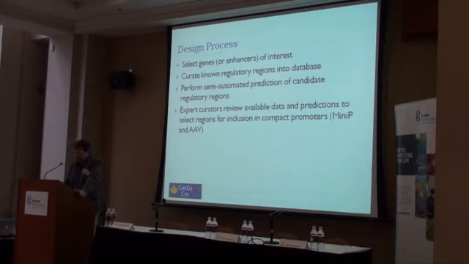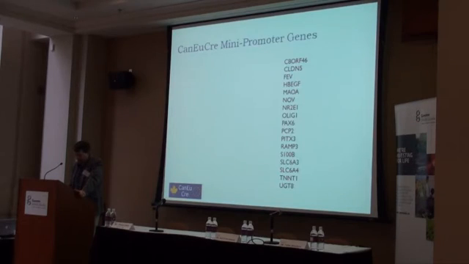So the design process is somewhat similar to maxi promoters at the front end. We have to select genes that have a pattern of expression that we're after. We have to curate the known regulatory regions into a database and take in all of the data that we get our hands on from larger scale projects. We predict the candidate regulatory regions, and then when we've broken it down to those genes that we think have a relatively small number of regions to test, we go through and review each one in some depth and try to understand what the regulatory sequences might be.